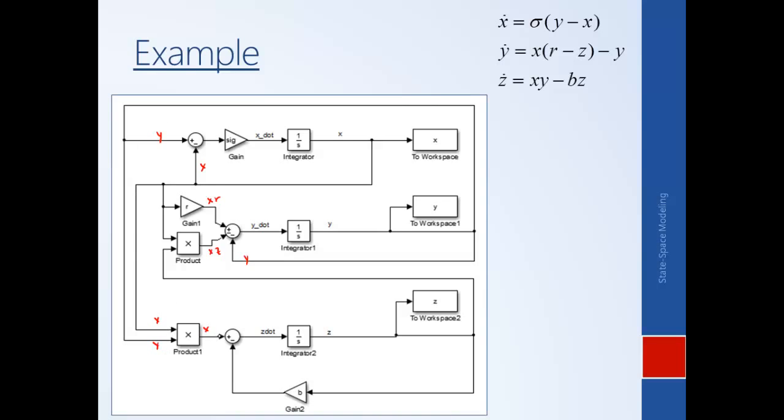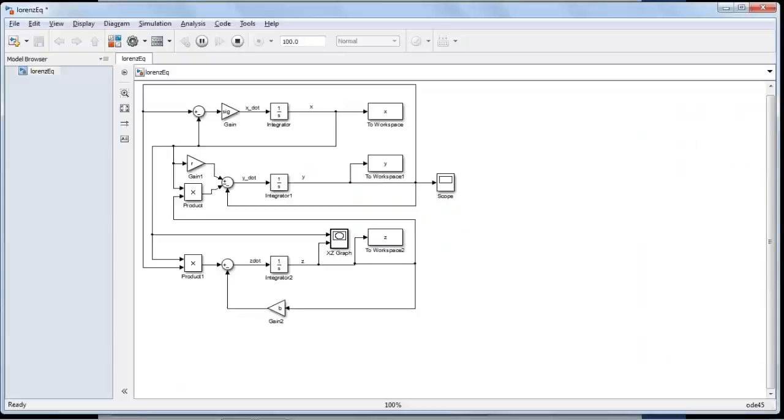So this is x times y. And then you feed back z through b. And so x times y minus b times z is z dot. You integrate it once you get z. Okay, so this is a Simulink model of the Lorentz equations. Go ahead and open up that Simulink.